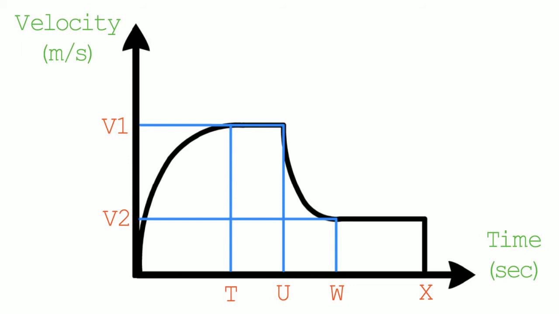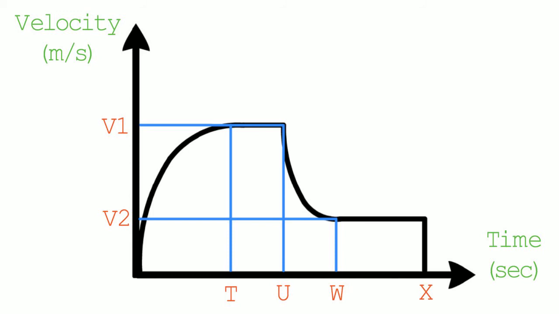Our skydiver opens his parachute at point U. When the skydiver opens his parachute, the resistant force increases, and it increases to an amount that is greater than the gravitational force. This results in the skydiver decelerating. The rate of deceleration is high at first and then decreases over time.